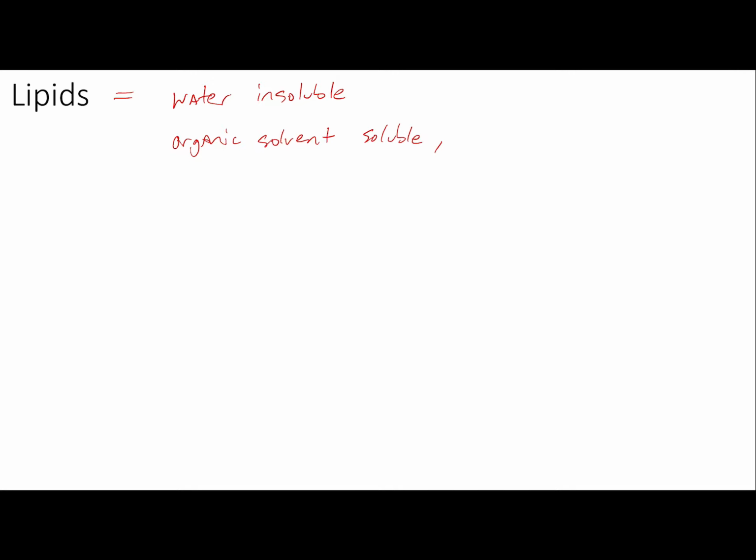And that would include things like diethyl ether, dichloromethane. C2H6O, diethyl ether, CH2Cl2, and acetone. C3H6O, I want to say. Anyways, these guys would be common organic solvents capable of dissolving lipids.